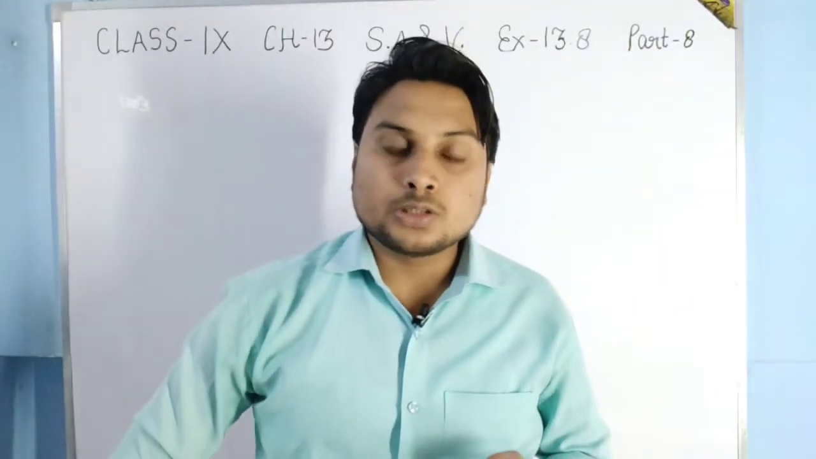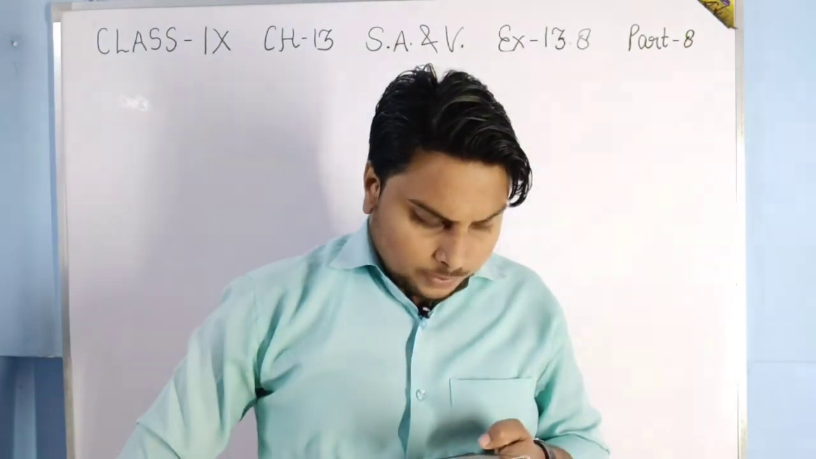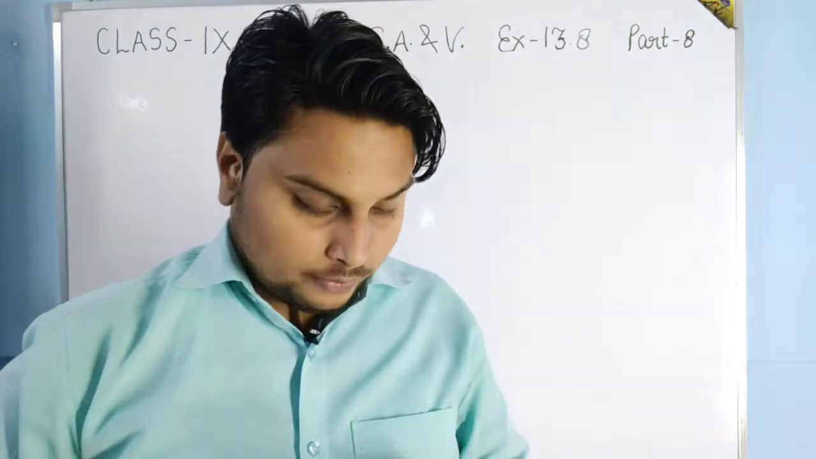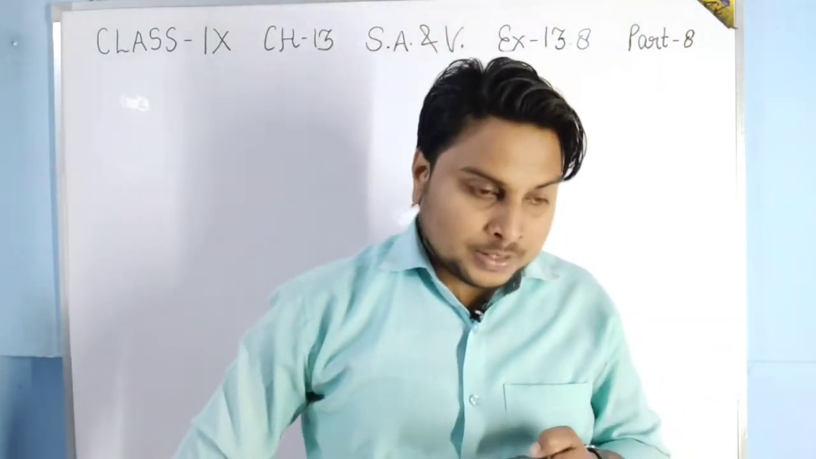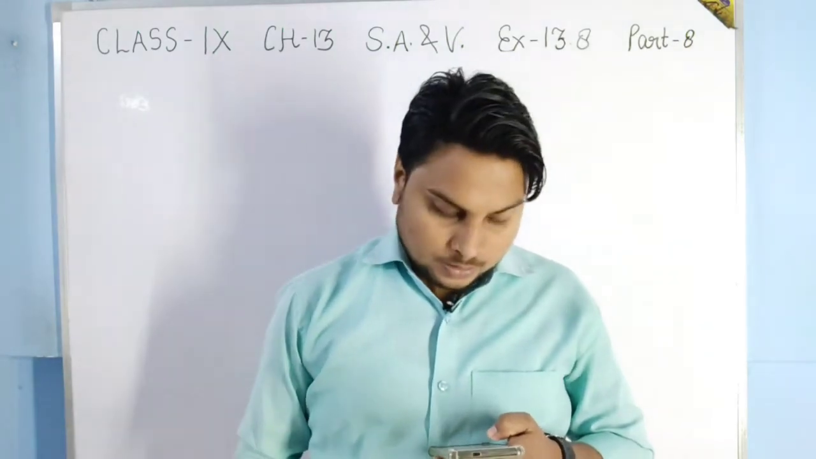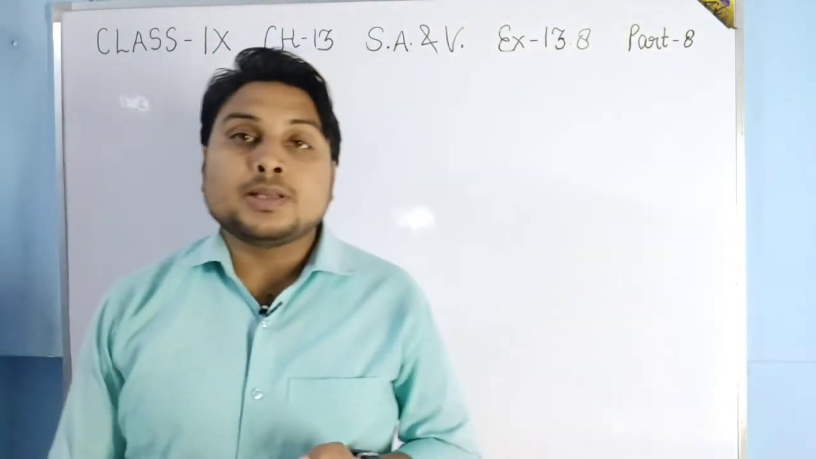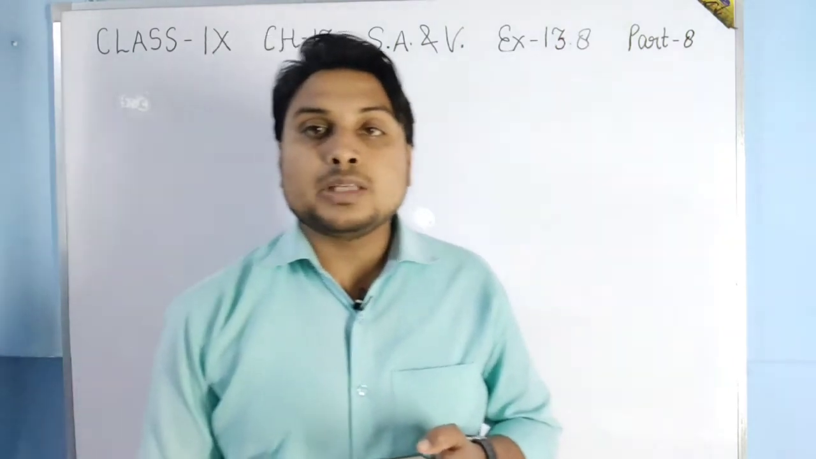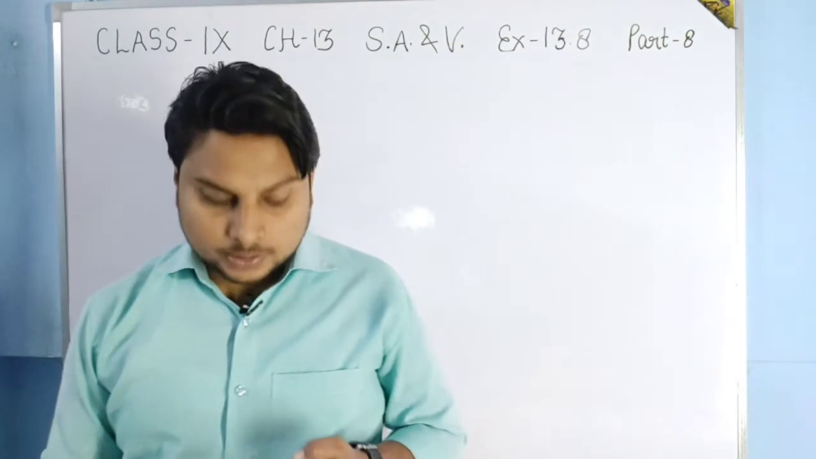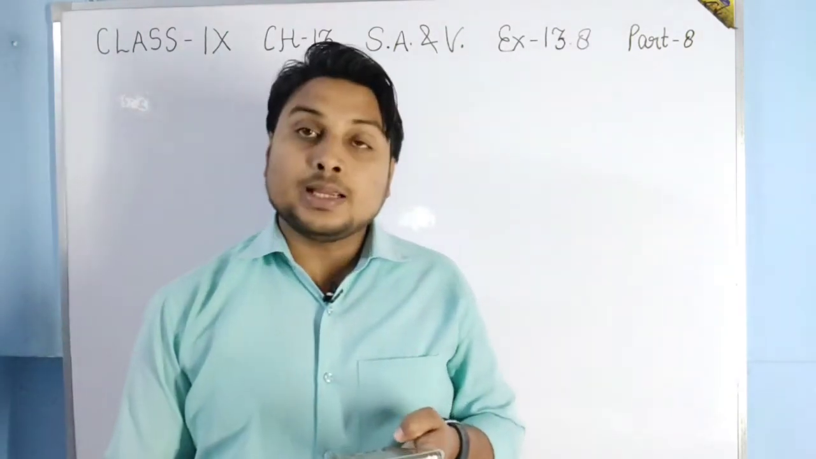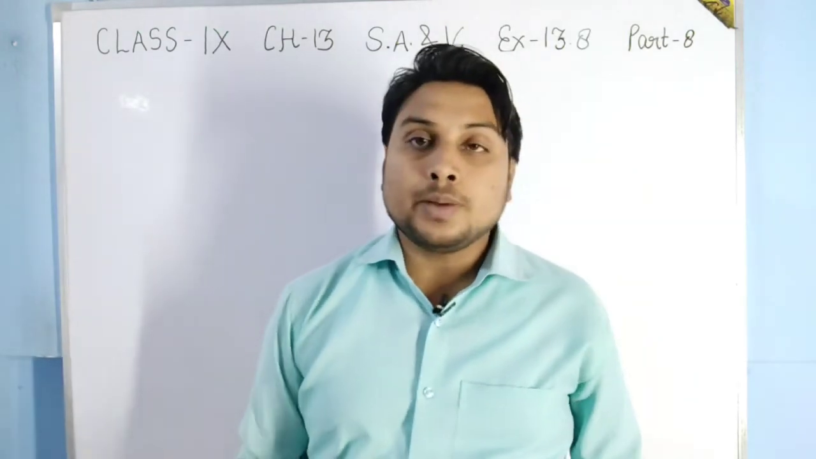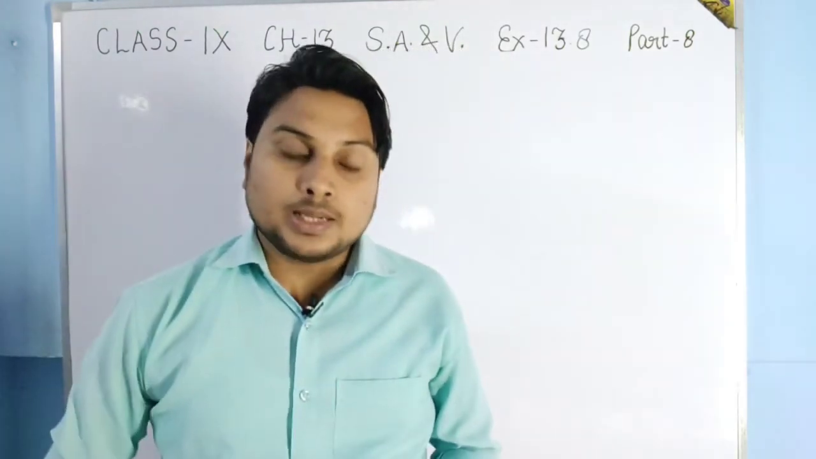Coming to the next question, students. How many liters of milk can a hemispherical bowl of diameter 10.5 centimeter hold? Here also you have to find the capacity of the hemisphere. Capacity of hemisphere means volume of hemisphere. Sorry, volume of hemisphere is 2 by 3 pi r cube, and that you will apply here.